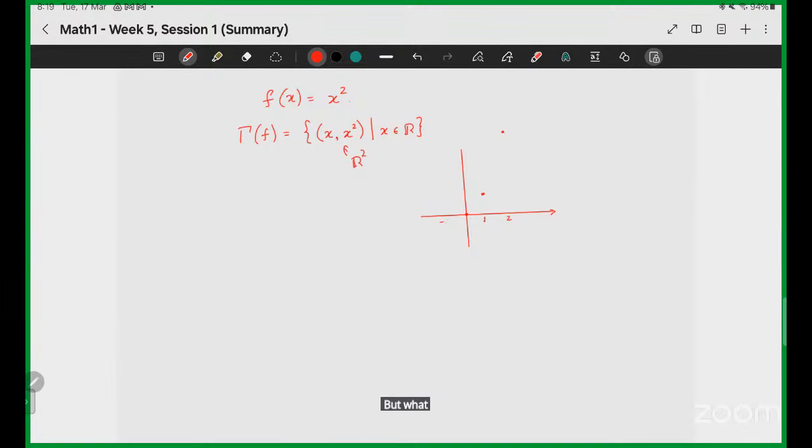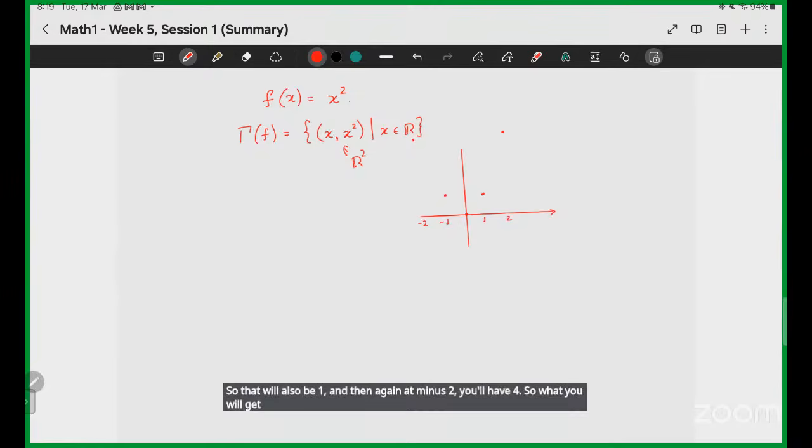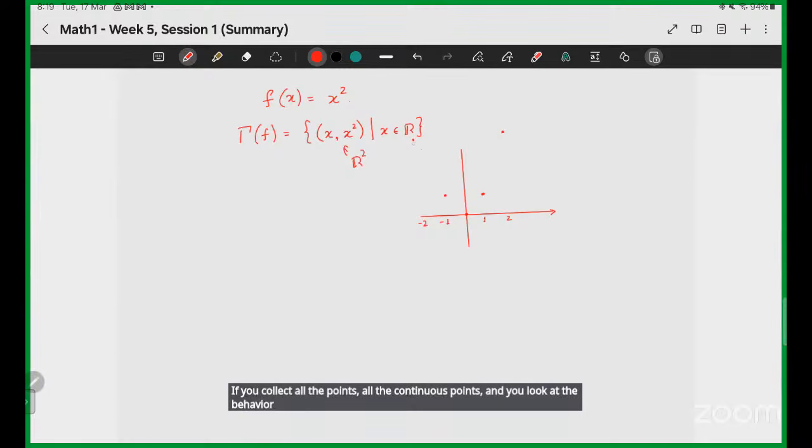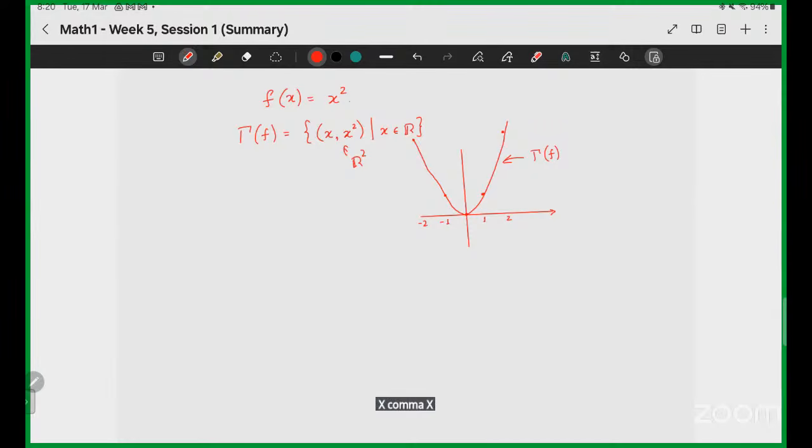But what happens on the other side? What happens at -1? That will also be 1. And then at -2, you'll have 4. I've picked a few points like -2, -1, 0, 1, and 2. If you collect all the continuous points and look at the behavior, or if you use a graphing software, which is easier, you'll see that the graph of the function will be like this. This is precisely the set of all points of the form x comma x square.